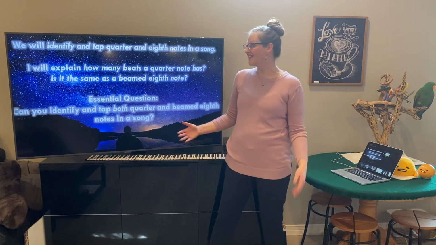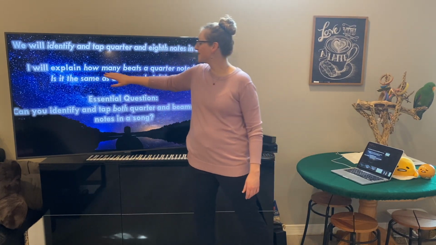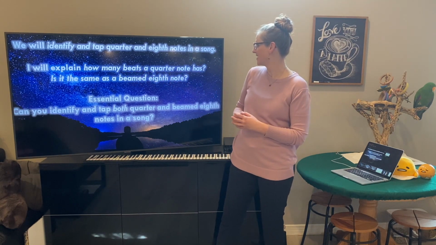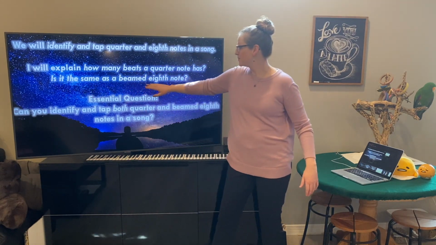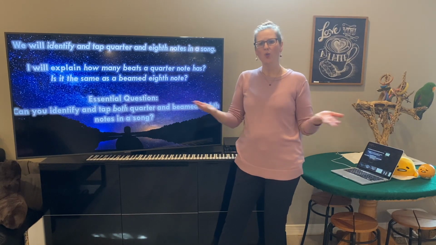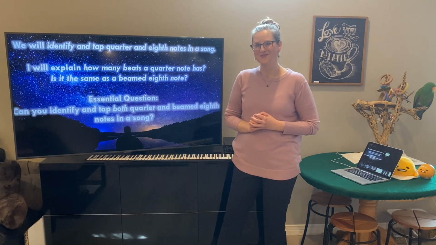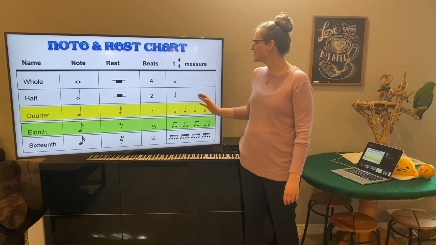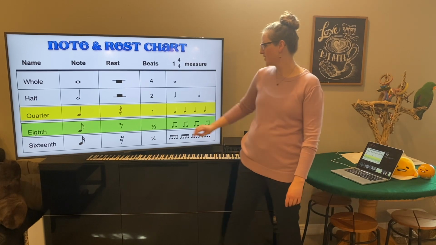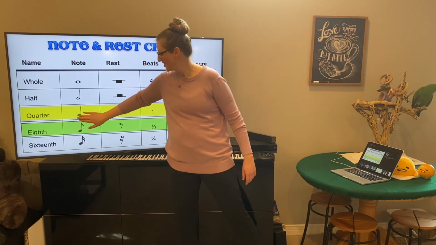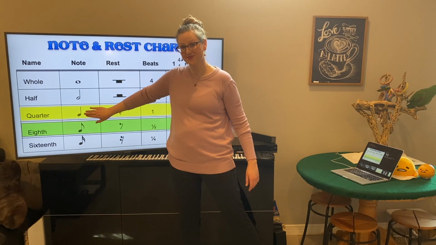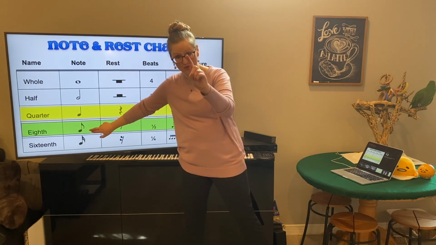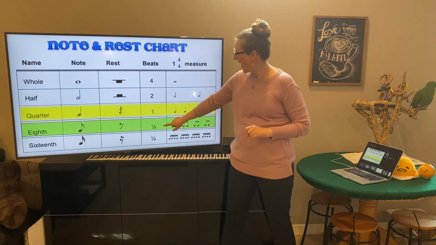And at the end, you will be able to explain how many beats a quarter note gets. Is it the same as a beamed eighth note? What are those differences? We're going to find out. So today we're going to look at two notes. We have the quarter note, which looks like this, and we have the eighth note, which can look like this for one, which is only half a beat.